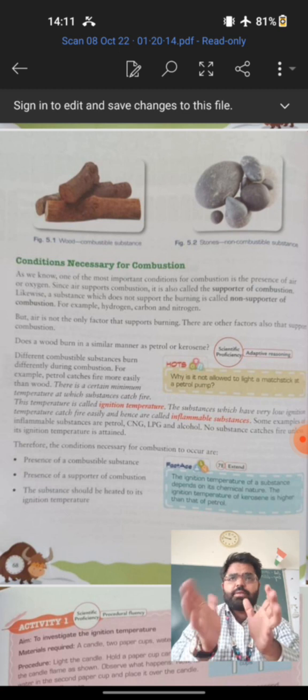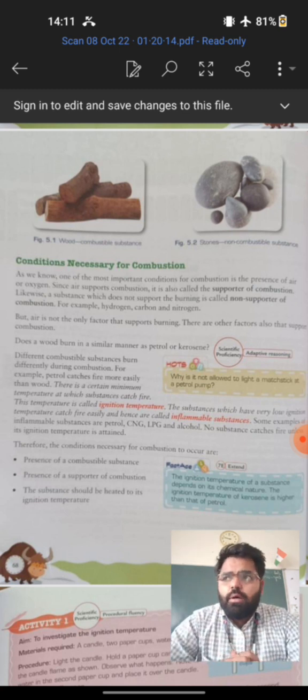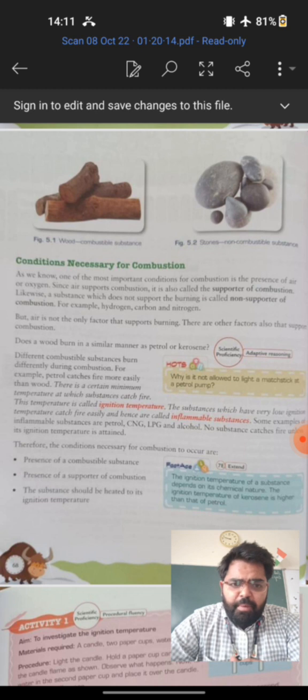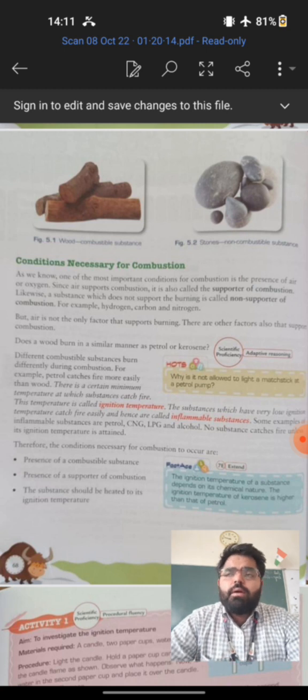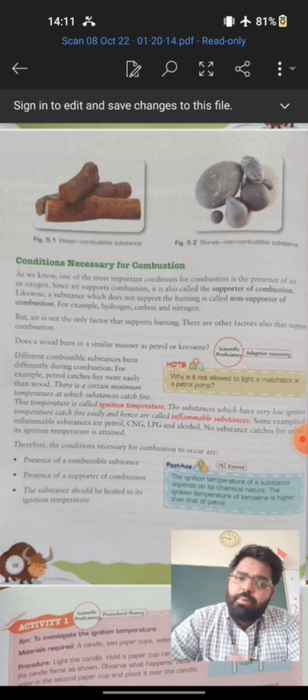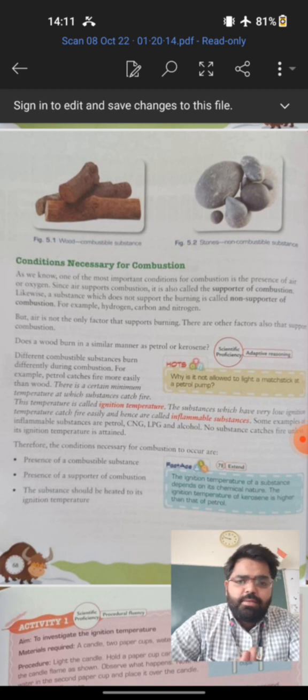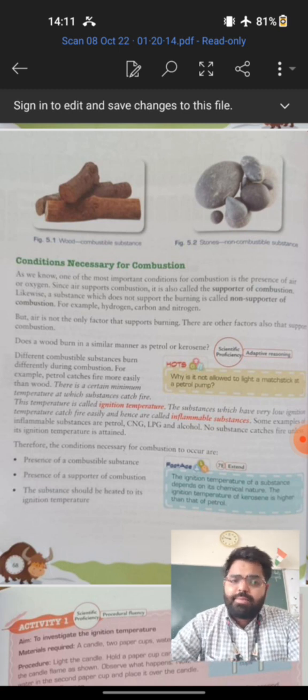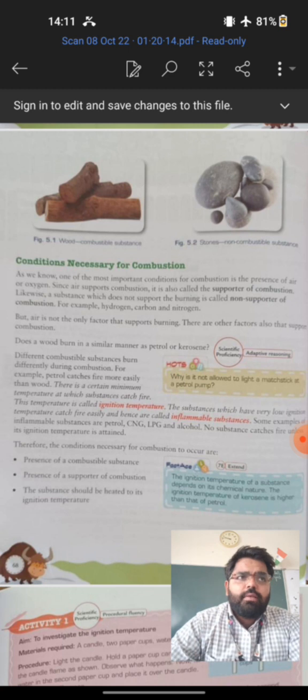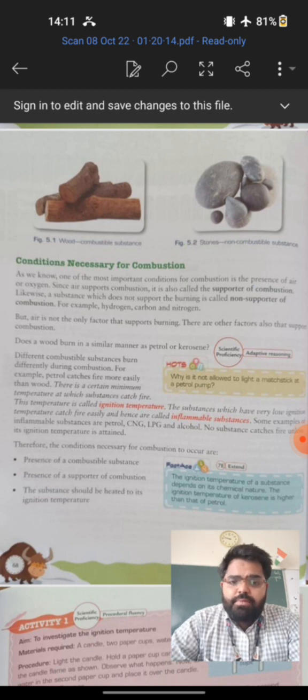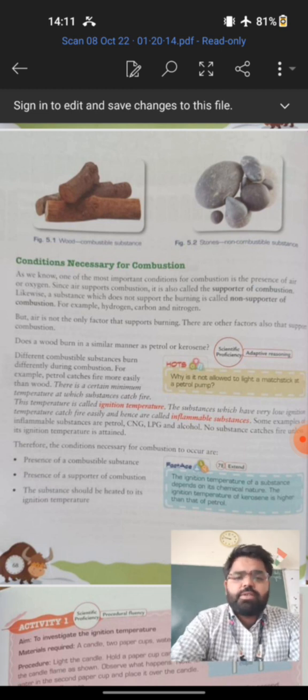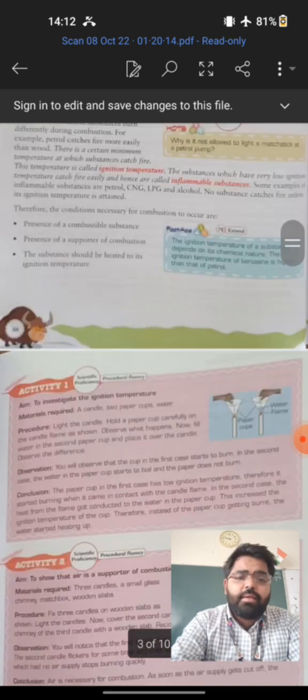So before that, we need to understand what is the meaning of ignition temperature. If you take a piece of paper and a piece of wood with you, and you use a matchstick and try to burn, or you can say combust them, what will happen? You will see that the paper will easily catch fire, but as far as the wood is concerned, it won't. So ignition temperature is the minimum temperature at which any substance will start burning. And substances which have a very low ignition temperature are called inflammable substances. So these are the three conditions which are required for anything to get combusted.